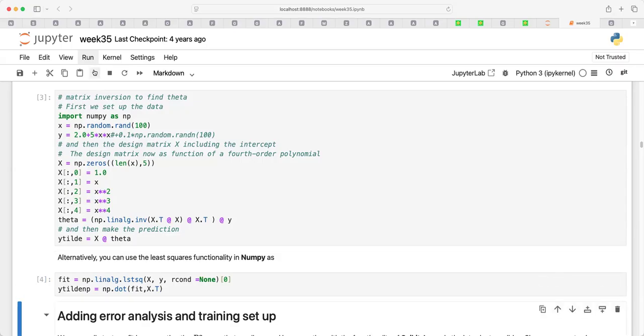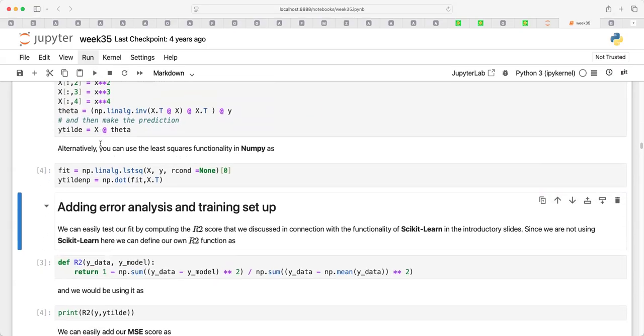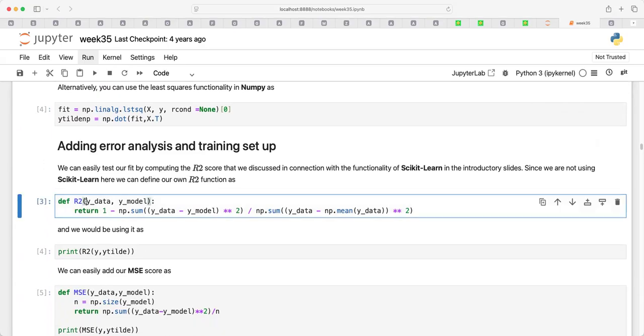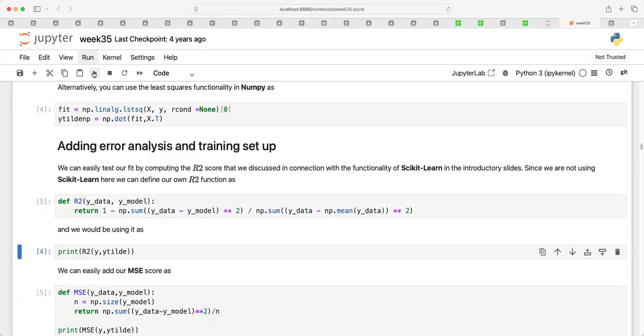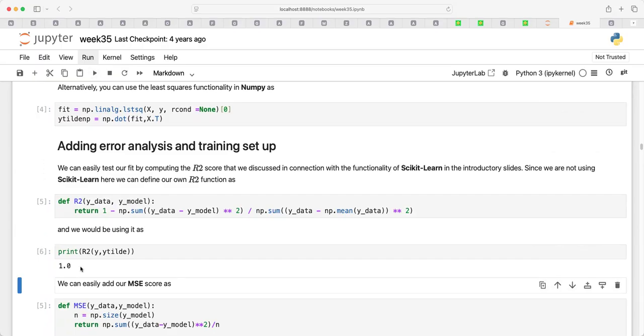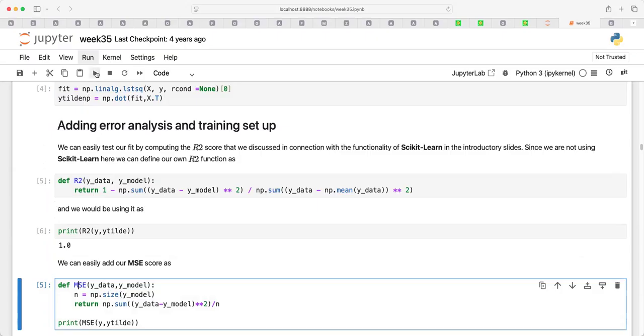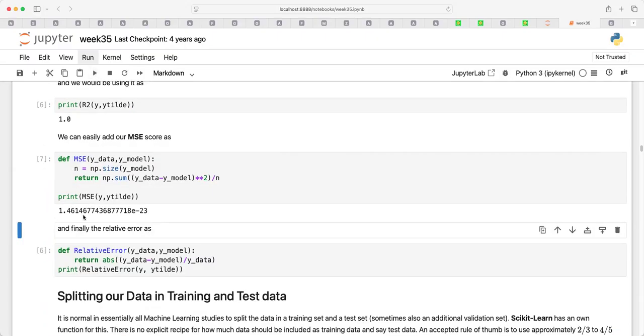So I could rerun that one. Then I could calculate the error. And there's a quantity which we barely discussed last week, which is called the R2, which we will come back to. But if we just run this one and then print it, the ideal here is that this is equal to 1. And now if you look at the mean squared error, this is almost 0. When you have 10 to the minus 15, that is 0 to numerical precision. So 10 to the minus 23 is pretty good.